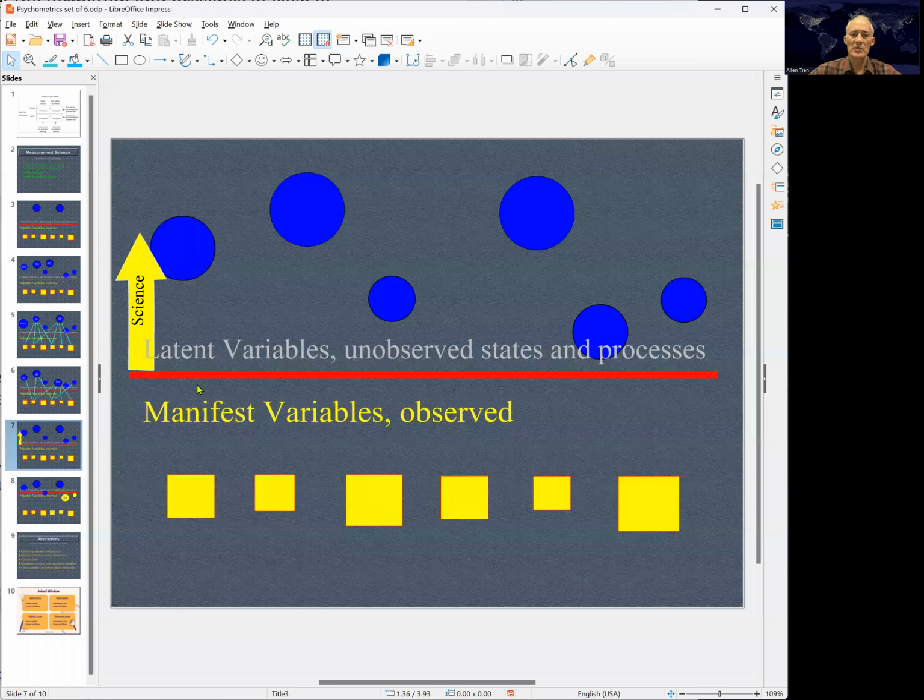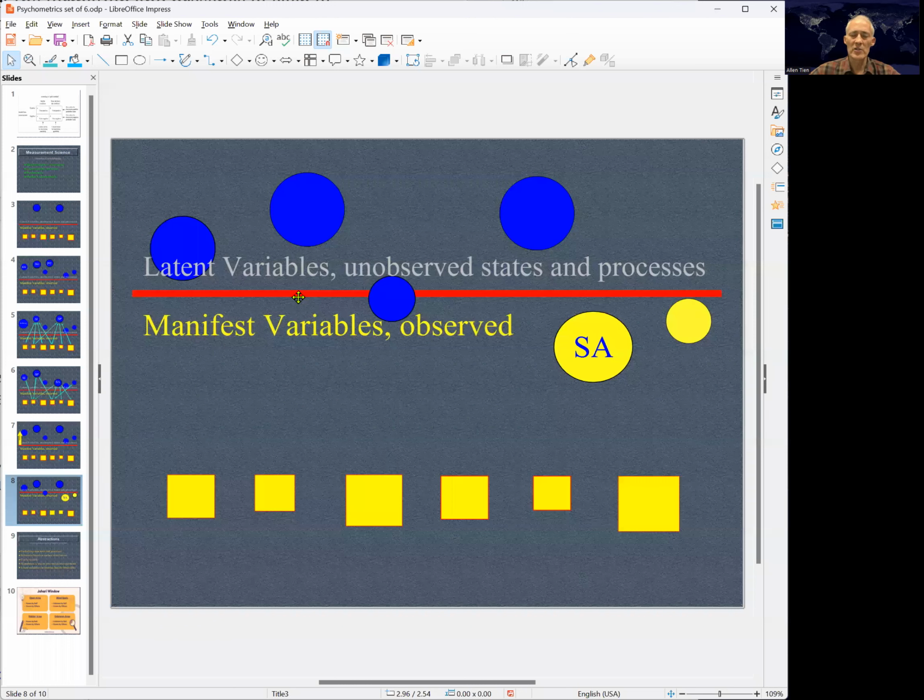Science is a way for us to change the boundary between latent, unobserved states and processes and manifest variables that we can observe. If we can move the boundary between unobserved and observed, move the surface towards the underlying factors, then we can observe more things, such as suicide attempts.